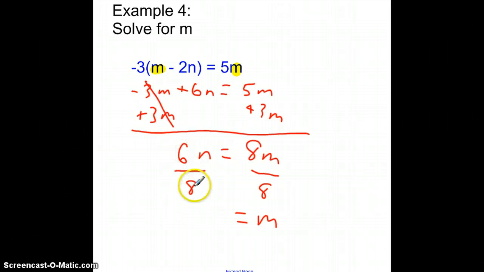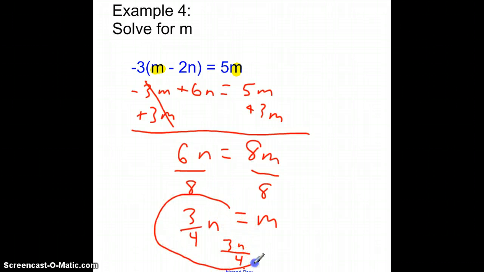And we have 6 over 8 times n. We can reduce 6 over 8, divide both by 2. We get 3/4. You could write it as 3/4 n, or we can even write it as 3n over 4. Same thing, okay? But that would be your final answer right there. So m is all by itself, either one of those.